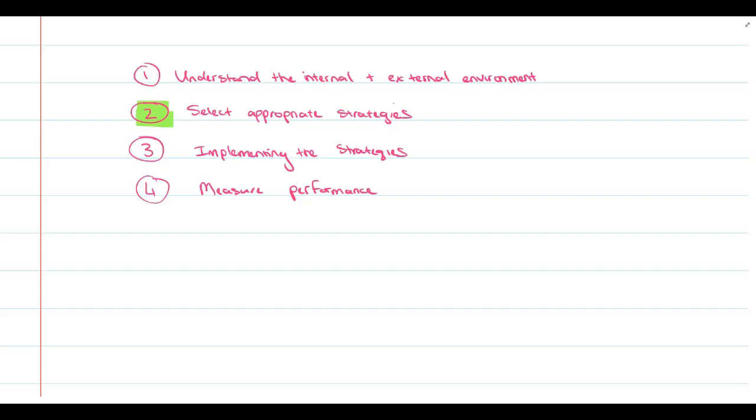And then lastly, we need to measure our performance. So what we do is we compare the actual results to the KPIs that we previously set, and we see if we are on track to achieving the objectives of the company. So that is your overall process when it comes to strategy.